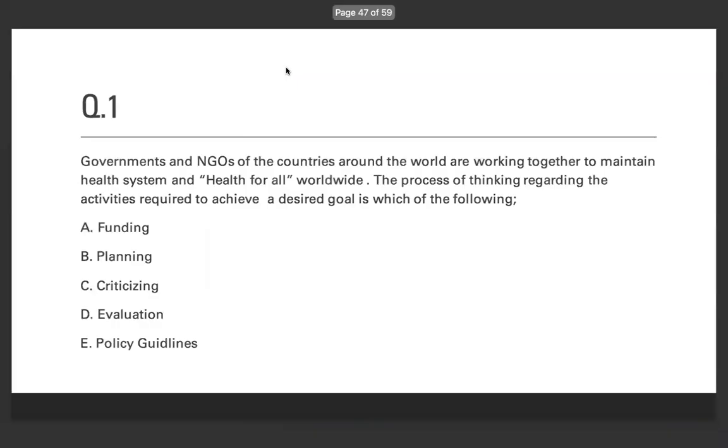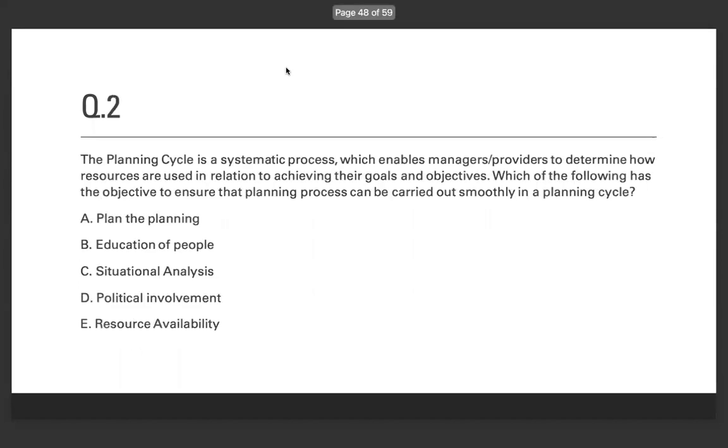Now it's time for MCQ. Question number one. Governments and NGOs of the countries around the world are working together to maintain the health system and health for all worldwide. The process of thinking regarding the activities required to achieve a desired goal is which of the following? Options are: A, funding; B, planning; C, criticizing; D, evaluation; E, policy guideline. B, planning. Yes, the correct answer is planning.